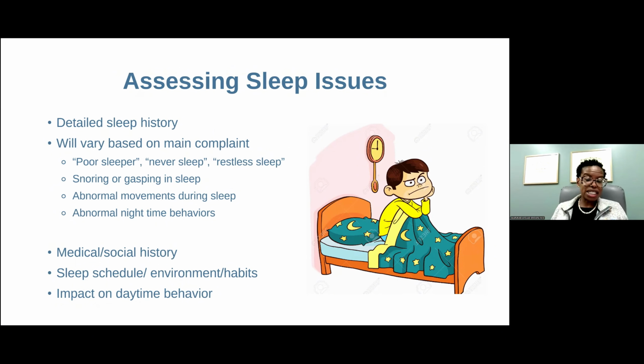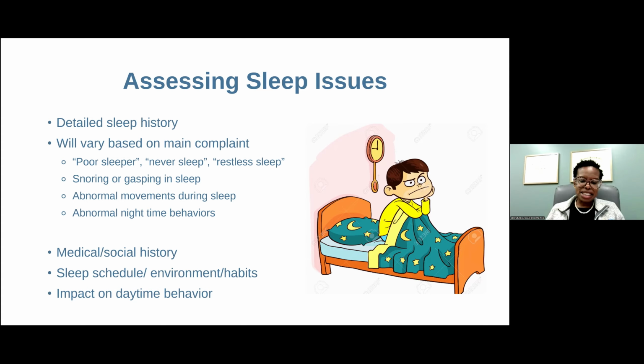So with your child, you may say, okay, this child is a poor sleeper. This child never sleeps. This child is a restless sleeper. I need to figure out what that means, right? And so we're really asking, is it that they're having difficulties breathing during sleep? Is it that they're having abnormal movements? A lot of children with ADHD have movement issues too during sleep. Are there abnormal night behaviors, sleep terrors, sleepwalking, all those kinds of things? That's really important for us to figure out.